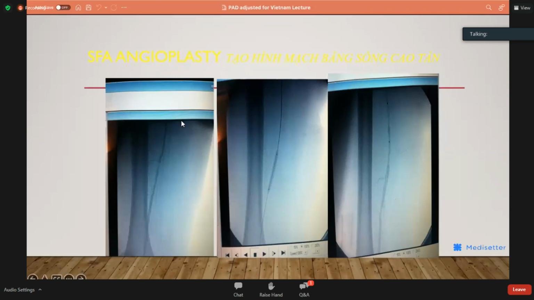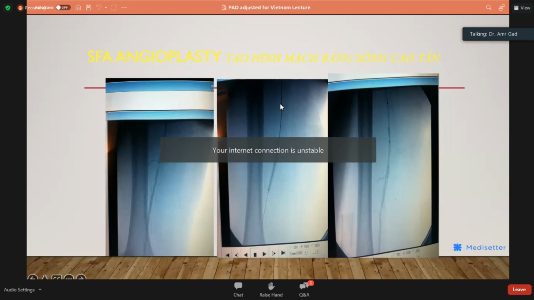We see here the superficial femoral artery. If you can see this area, it is too tight, it is stenosed. Here, after I entered the balloon, as you see, the balloon has two marks, one up and one down, to know where you are. Balloons come in different sizes and different lengths according to what you have. And this is after you dilate the stenosed lesion.